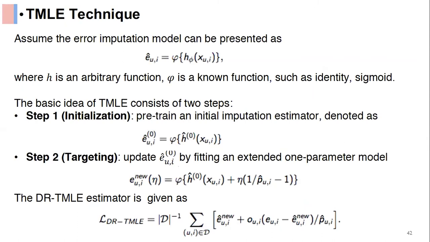What is the TMLE technique? Without loss of generality, suppose that the error imputation model can be represented as e-hat_UI equals phi of h, where h is an arbitrary function and phi is a link function, such as identity or sigmoid. The basic idea of TMLE consists of two steps. Step 1 is initialization. Pre-train an initial imputation estimate. We denote it as e-hat_UI 0.